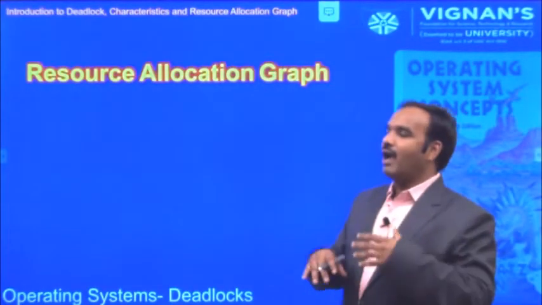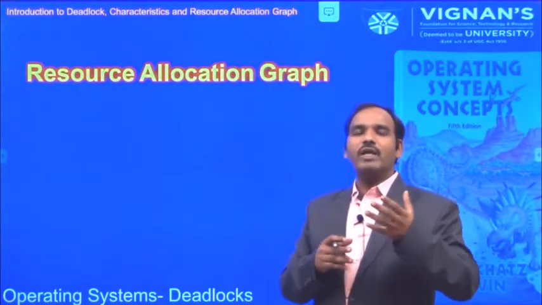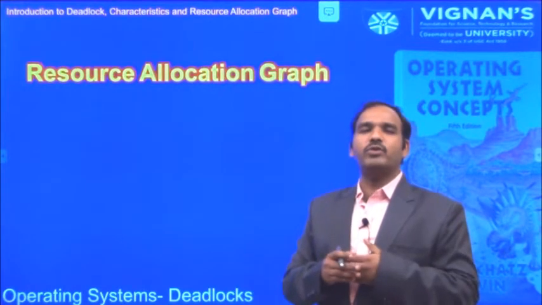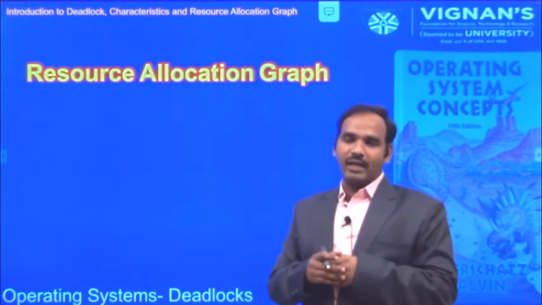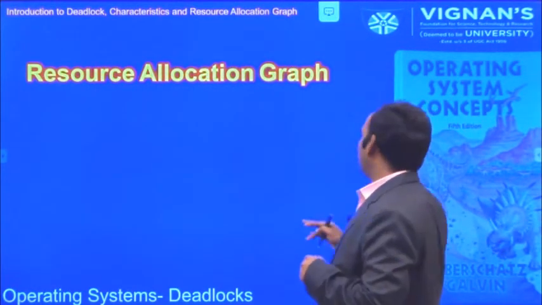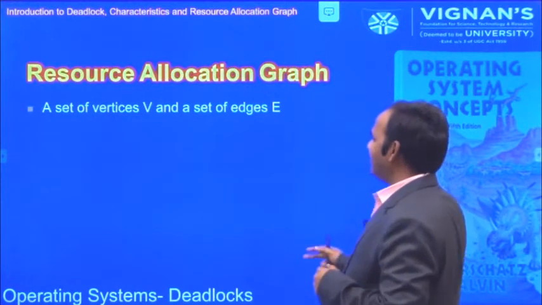File everything. Similarly, RAG is also a data structure in the operating system. What is the purpose of this graph? The purpose of this graph is to know how the resources are allocated among the processes. That is the point you should understand. Here again, you know what is a graph here.